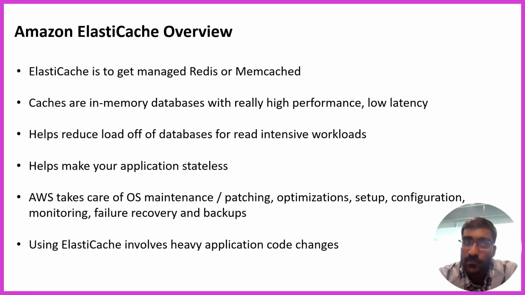ElastiCache is a managed service offered by AWS that provides Redis and Memcached as in-memory databases for caching, which offers high performance and low latency. Caches serve the purpose of offloading read-intensive workloads from your primary databases, thereby reducing their load. Additionally, ElastiCache allows your application to operate in a stateless manner.